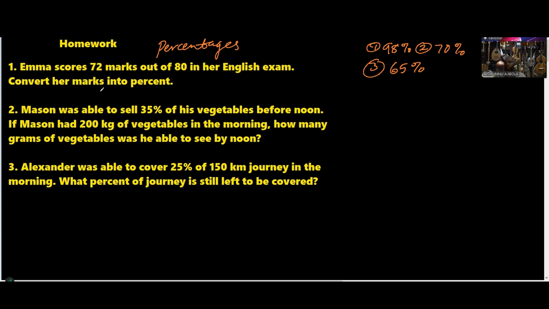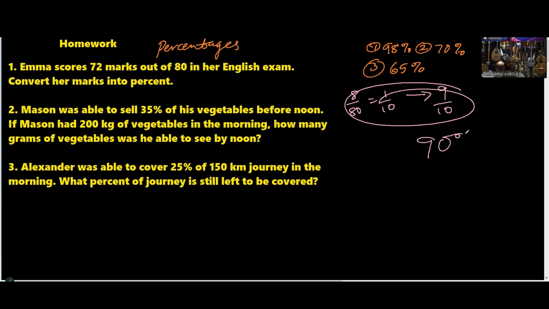For the first one, it said Emma scores 72 marks out of 80 marks in her English exam. Wow, that's a very good one. You only miss 8. And 8 out of 80 that was missed is 1 over 10, right? That means she missed 1 over 10 and she got 9 over 10. So if she got 9 over 10, then she has 90%. But let's calculate it out.